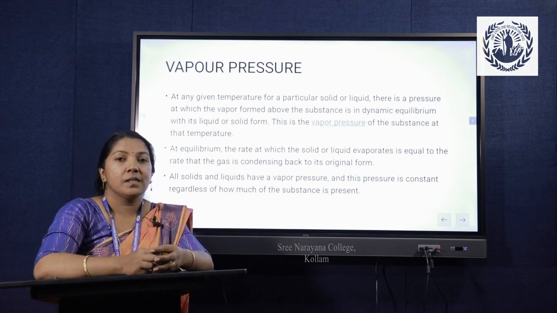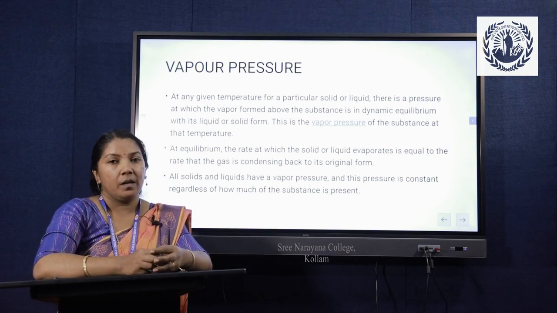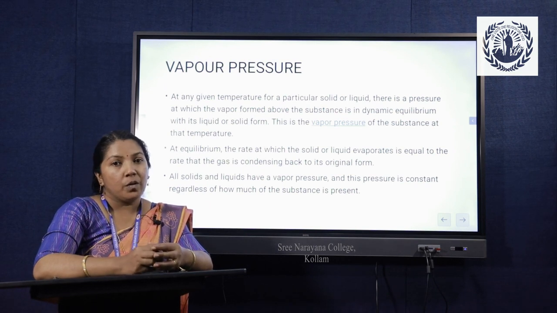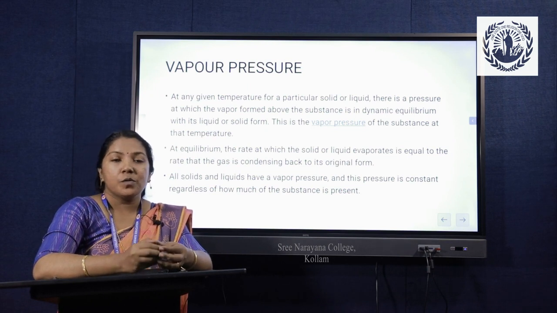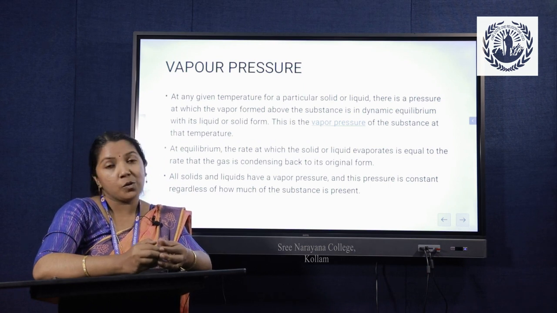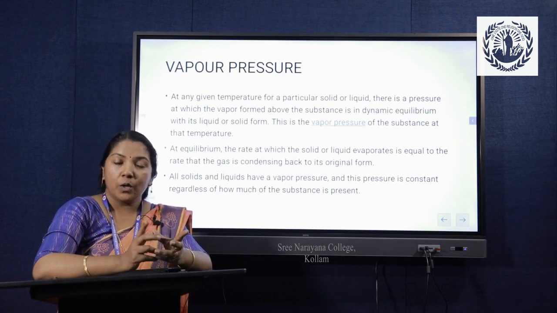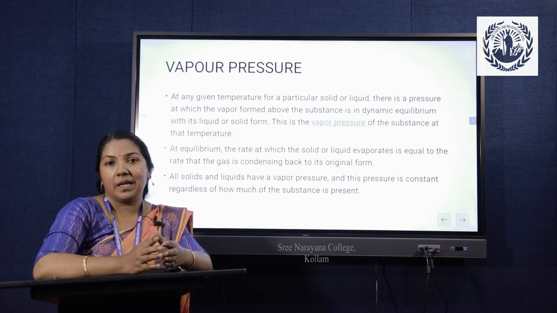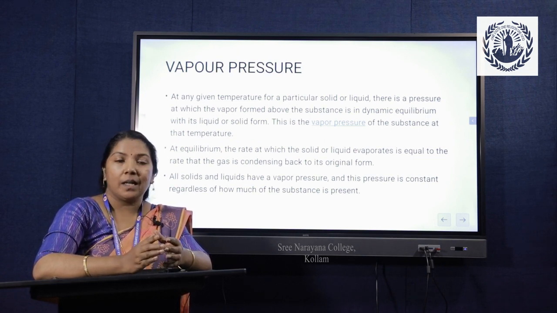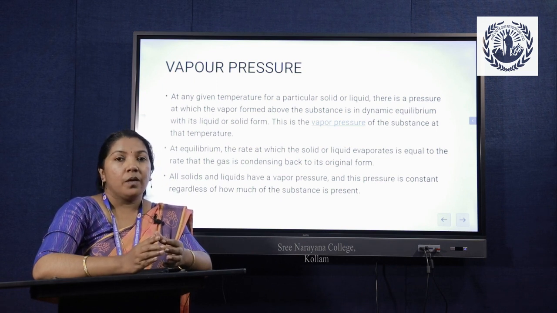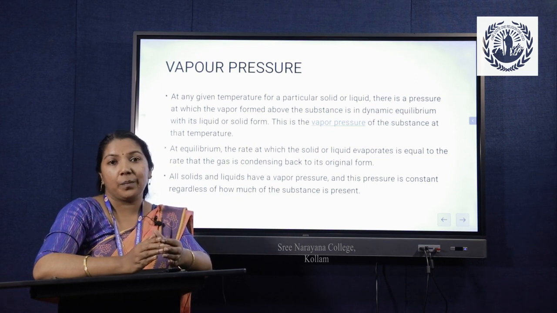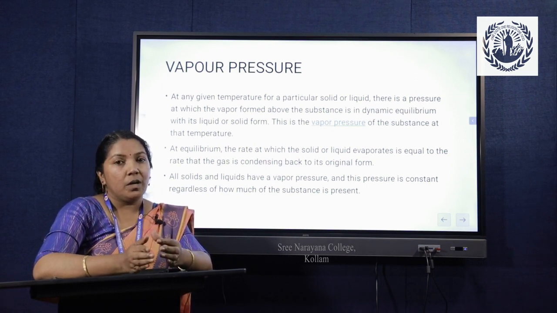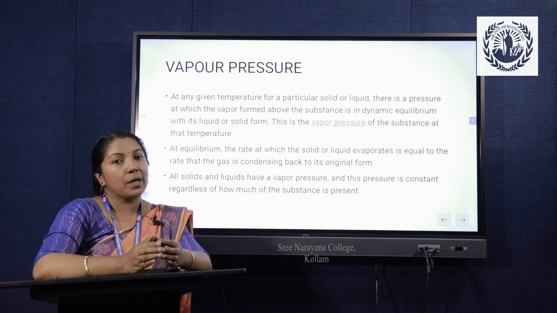So first of all, let us discuss the vapor pressure of a solvent. As you know, if we keep solvent in a closed beaker, the molecules of solvent will start evaporating. At the same time, the molecules will also undergo condensation. So two processes are going on simultaneously, one is evaporation and the other is condensation. When these two processes attain a dynamic equilibrium, the pressure of the vapor which is in equilibrium with the liquid is called the vapor pressure of that particular solvent.